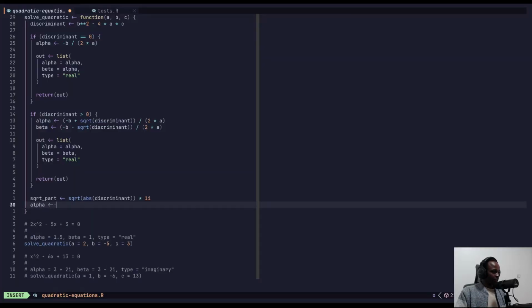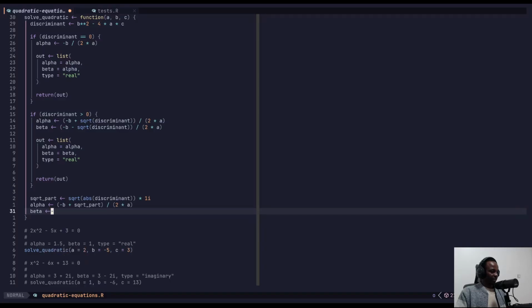alpha. So alpha is still going to be -b plus the square root part, and then all of this is still over 2 times a. And for beta, it's the same thing, but now instead of -b plus the square root part, we do -b minus the square root part. Sorry. So that's alpha, that's beta.